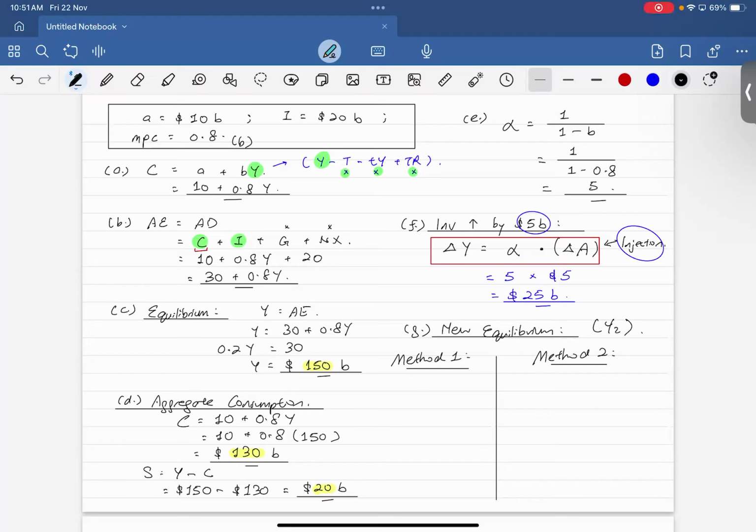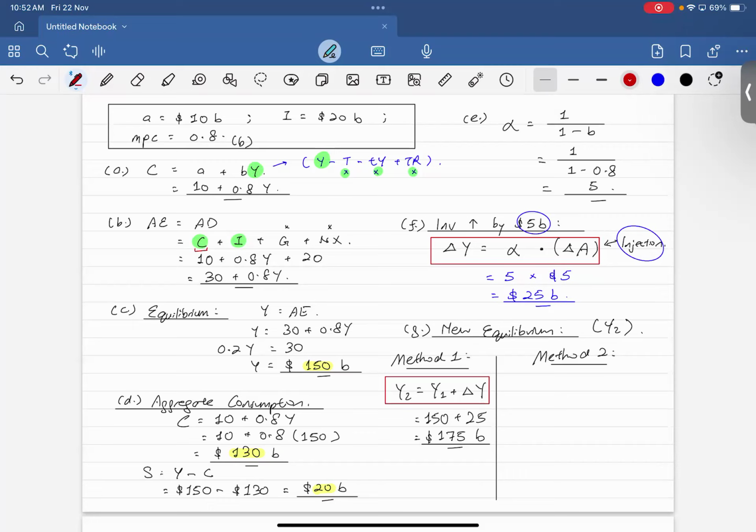One method here is to get Y2, you use Y1 plus change in Y. So 150 just now plus this 25, you get 175 billion. Straight away you get answers. So that's one way for you to calculate the new equilibrium.